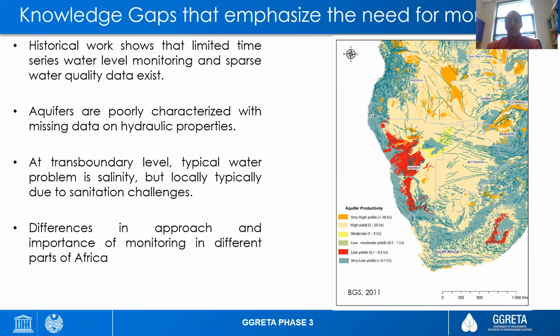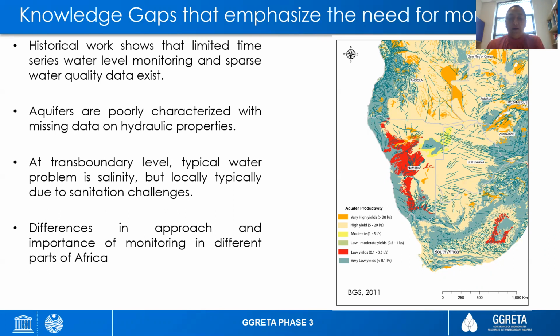On transboundary level, some water quality issues have been identified, some of which include salinity. On local level, some of the water quality issues have been linked to sanitation challenges.